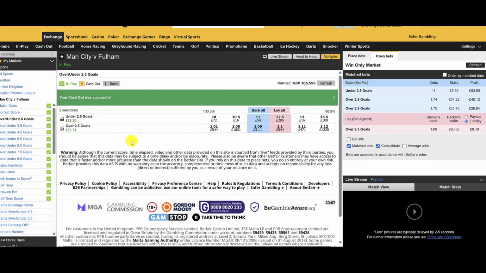And keep in mind, that's beating the starting price on over 2.5 goals, which was 1.45. Okay, same risk into the market, but we've beat it by taking that higher price in play, having that insurance at the same time.